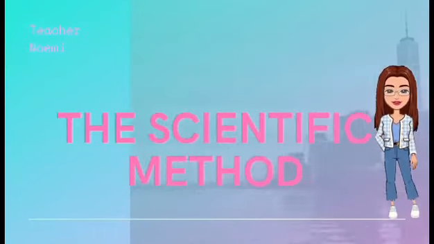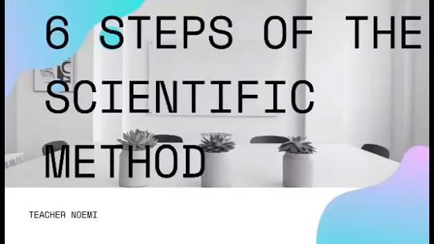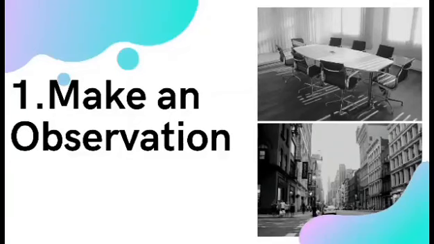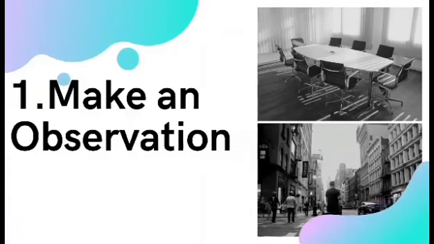Today's topic is about the steps of the scientific method. There are actually 6 steps in the scientific method. Step number 1 is about observations. When we say observations, observations are actually based on senses or using tools.